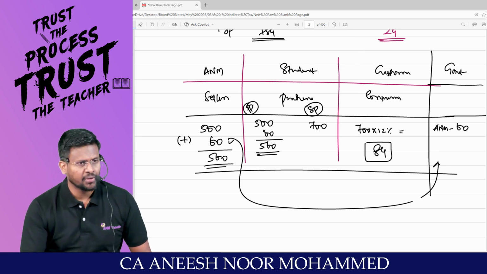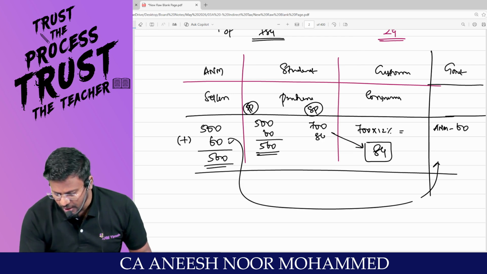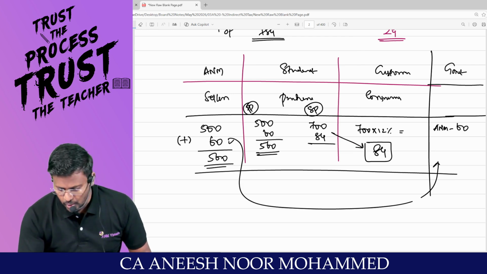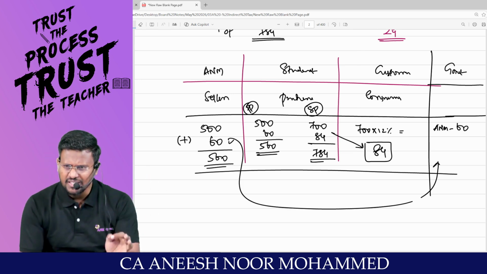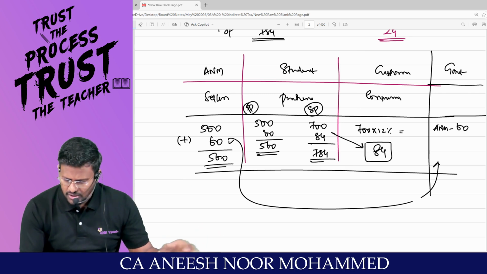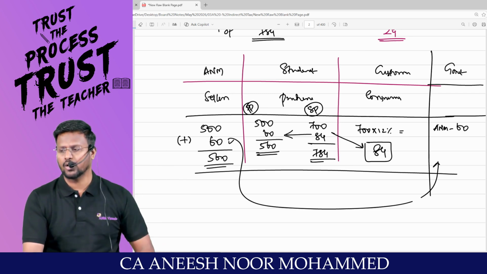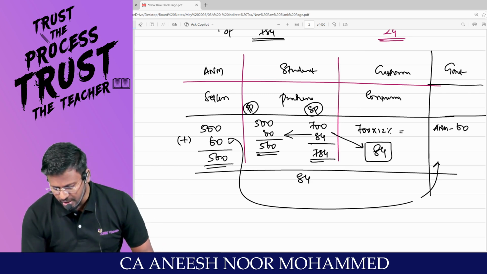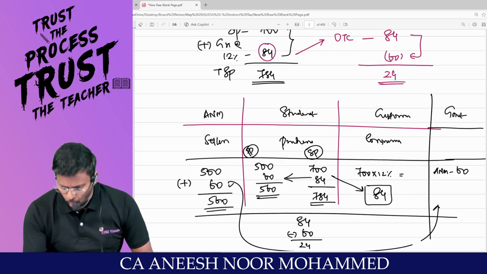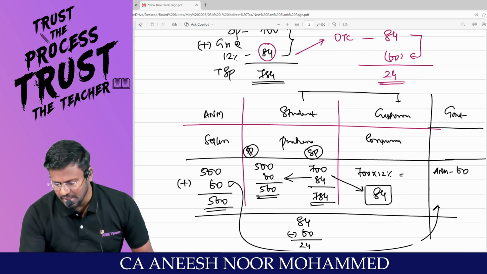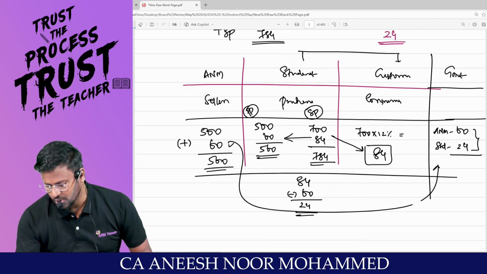You are selling at 700 by collecting GST of 84 rupees from the customer. So 700 plus 84, 784. My dear lovable students, will you pay this entire 84 rupees to the government? No, sir, because out of 84, you already paid 60 rupees to the government in advance. So 84 minus 60 comes to 24 rupees. So the student will pay 24. So 60 plus 24.